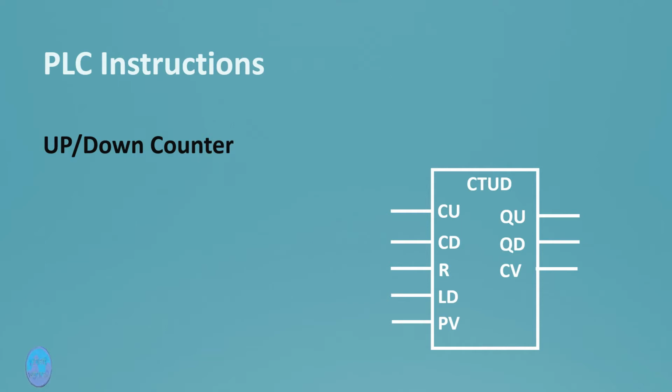The count up and down instruction is used to increment and decrement the counter value at the CV output. If the signal state at the CU input changes from 0 to 1, the current counter value is incremented by 1 and stored at the CV output.